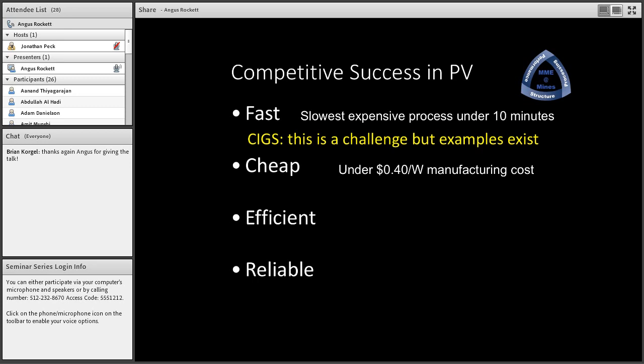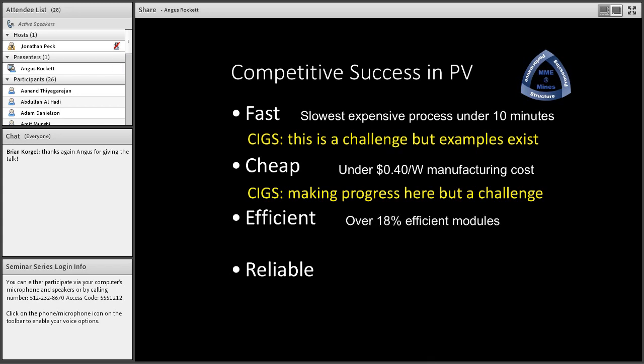They have to be cheap. To be really competitive in the near future, you probably have to be in the range of 40 cents a watt, although that can be mitigated somewhat by higher processing rate, in which case your capital expense can be driven down, or by higher efficiency, which brings the levelized cost of electricity down. CIGS is making progress in this area. It hasn't really achieved the level that crystalline silicon and cadmium telluride have achieved to date in terms of manufacturing cost, but it's doing significantly better.